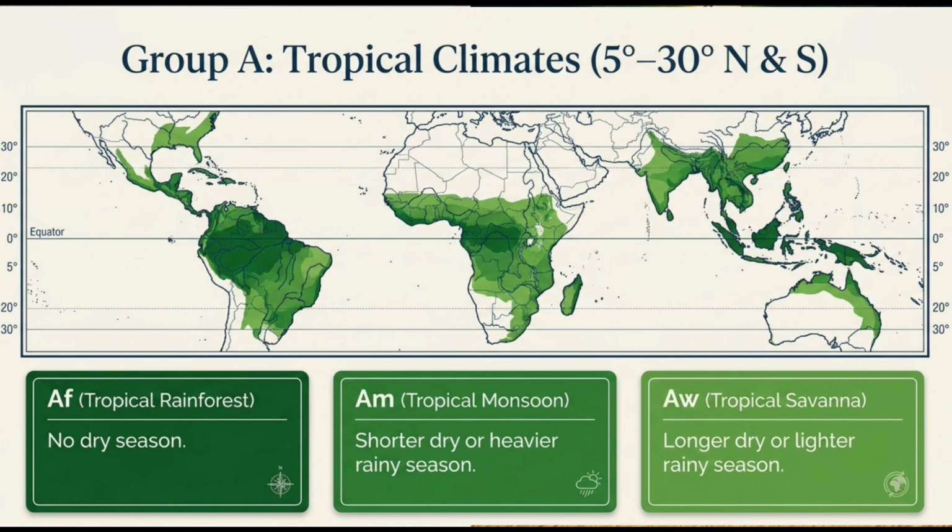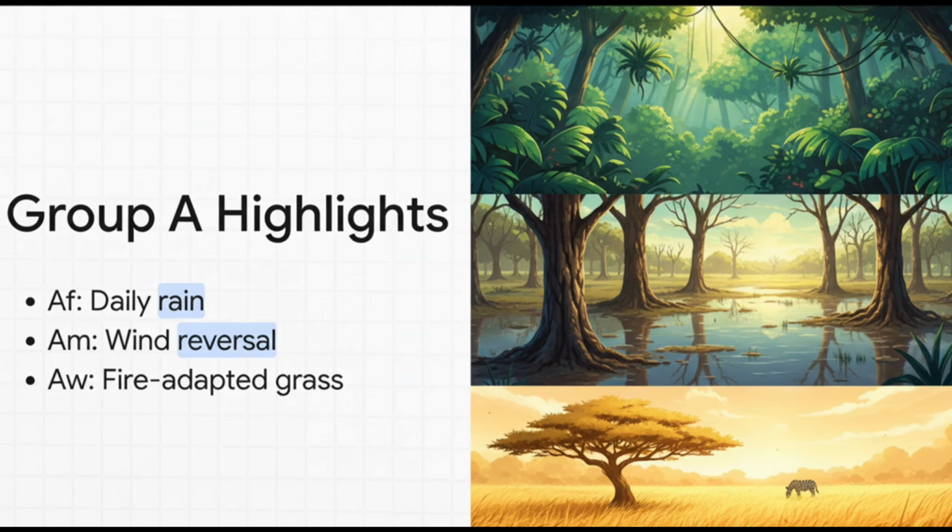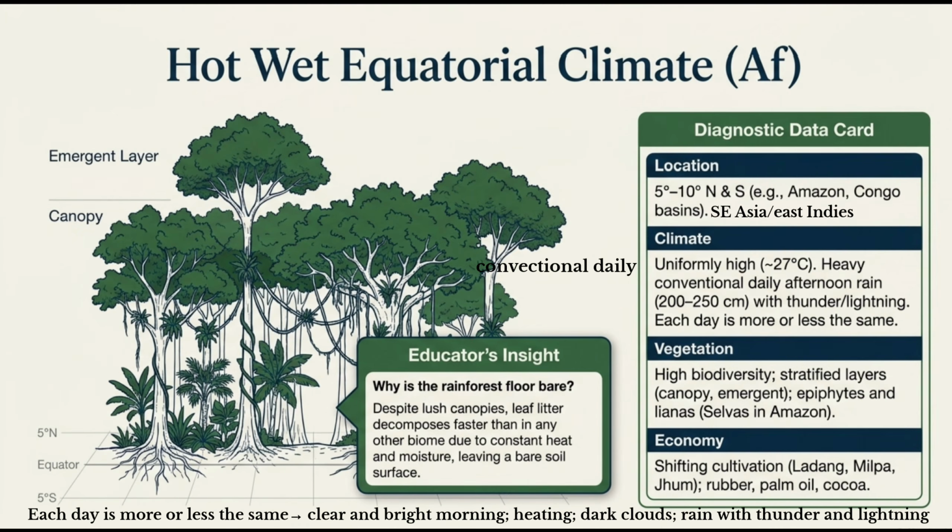Let's break down the three distinct flavors of the tropics. First up, the Equatorial Af zone. Hot wet equatorial climate, Af. Location: 5 degrees to 10 degrees north and south of the equator. Amazon Basin, Congo Basin, Southeast Asia, East Indies.